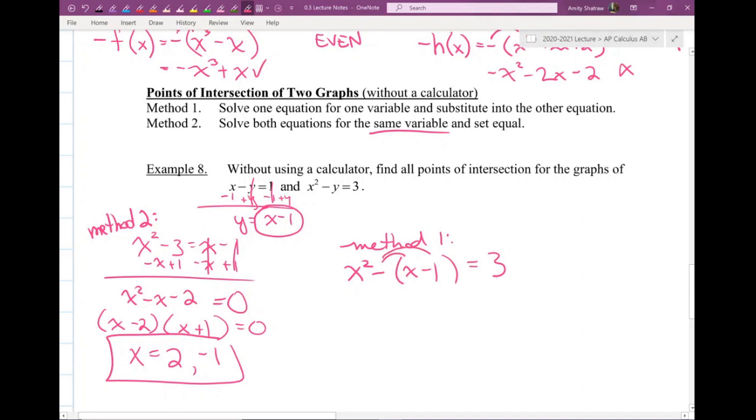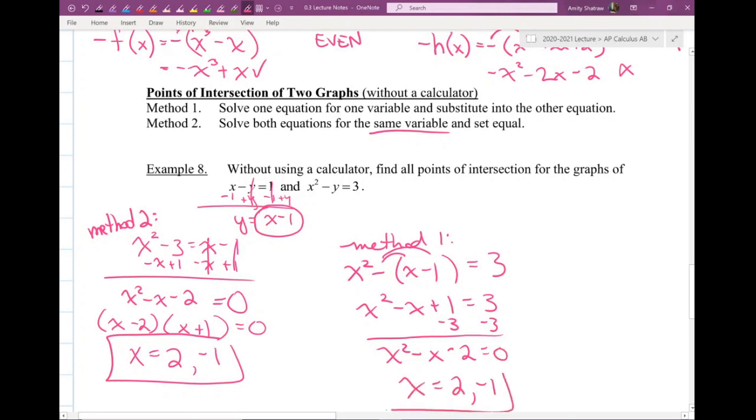So distribute x squared minus x minus 1 equals 3. Sorry, plus 1 minus 3 minus 3. I end up with an x squared minus x minus 2 equals 0. And I factor it the same way. X equals 2 and negative 1. And boom. Algebraically, you can see both of them work out.